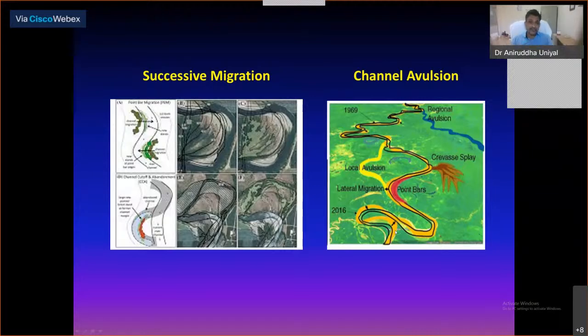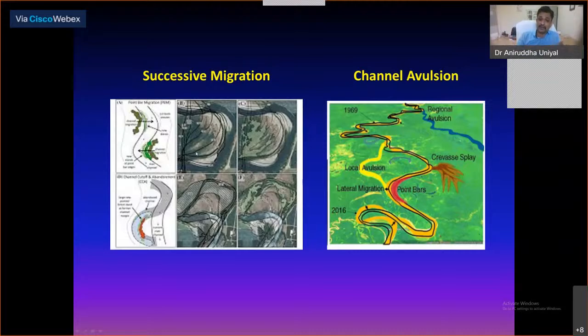So now this successive migration and channel avulsion is a peculiar phenomenon in the mature stages all through the Ganga plains, or in the largest perspective, the Indo-Gangetic plain, which comprises the Ganga plain in parts of Uttar Pradesh, Bihar, and Bengal, Brahmaputra plains in parts of Assam and Bangladesh, and Indus plains, which are in parts of Punjab and Haryana. The migration of a river takes place in two ways. Number one is successive migration. Every year, the river is moving towards the convex side. So this movement is successive. It could be from a few meters to a few hundreds of meters a year.